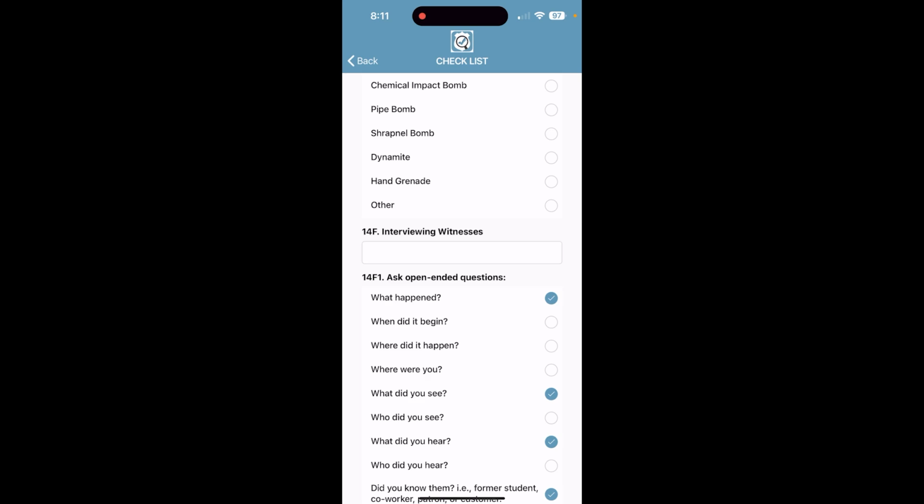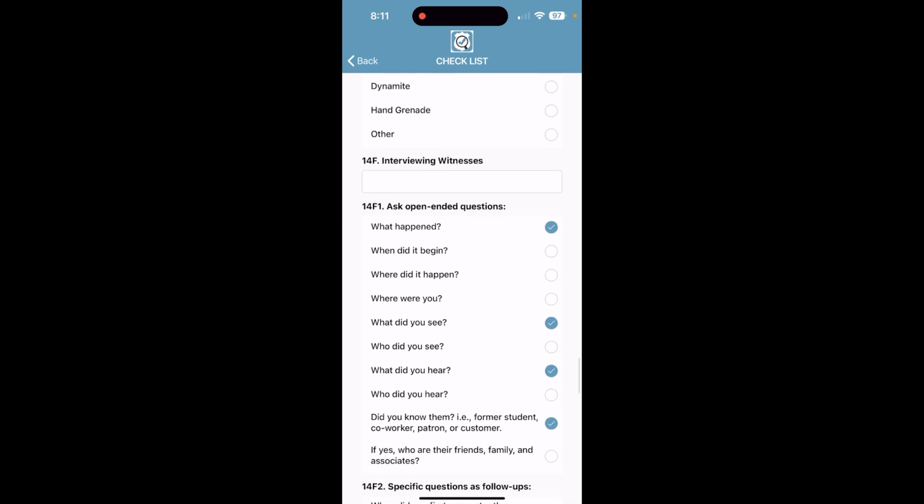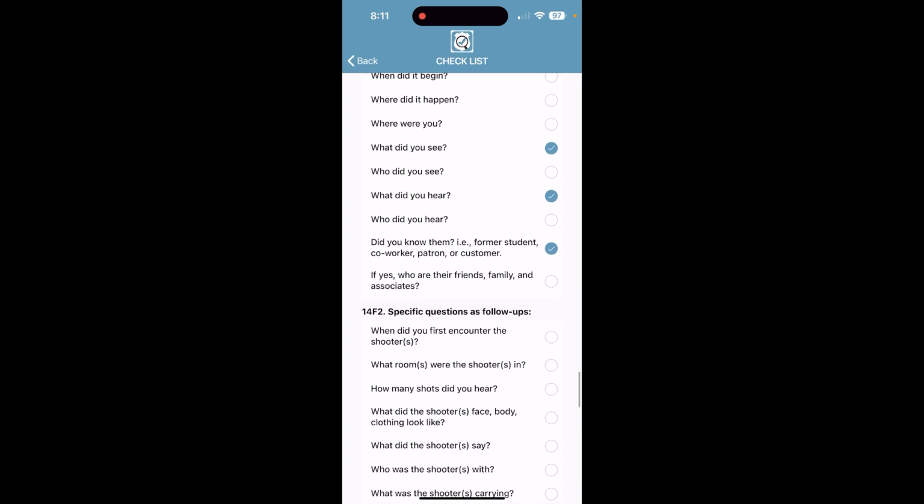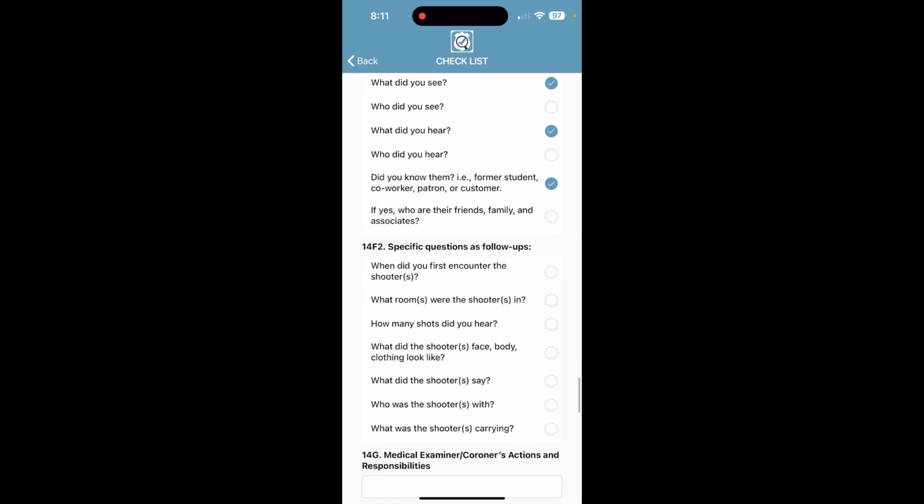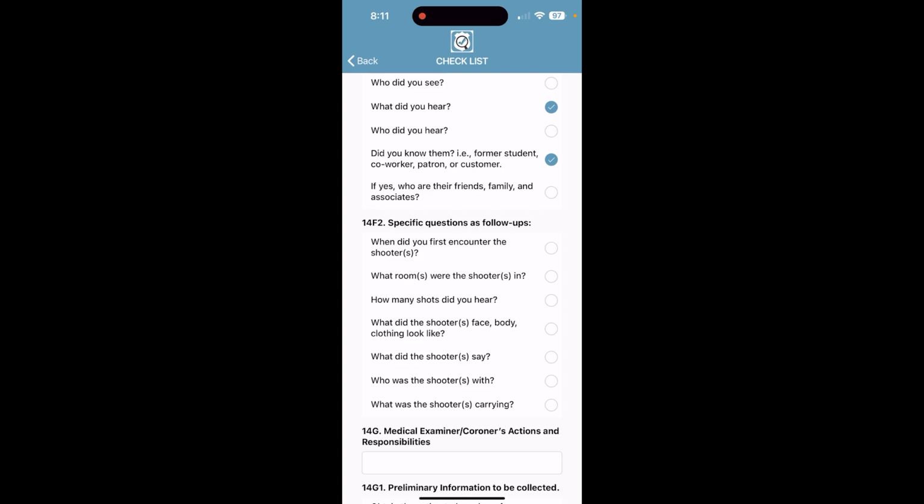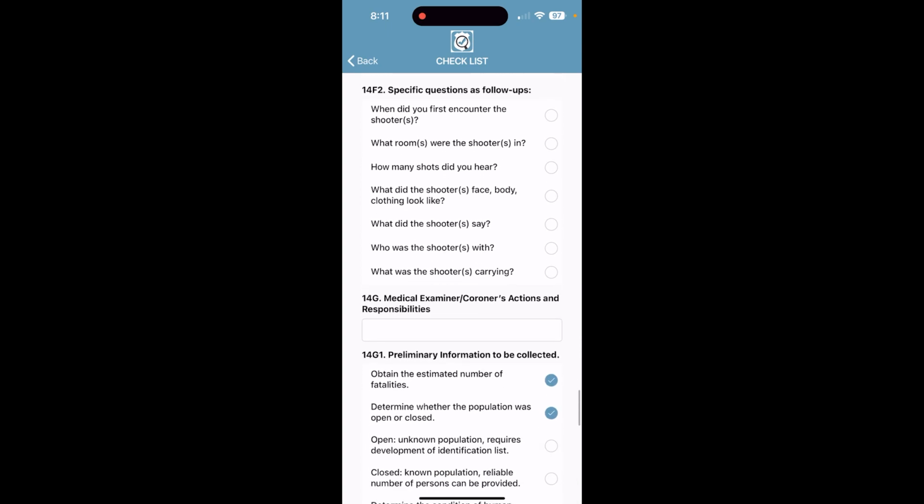14F1 talks about open-ended questions like what happened, what did you see, what did you hear, did you know the shooters, were they former students, co-workers, patrons, or customers. Those are the open-ended type questions. Then you get into specific questions like when did you first encounter the shooter? What rooms were the shooters in? How many shots did you hear? All those questions become very important ultimately when you're getting statements from witnesses.